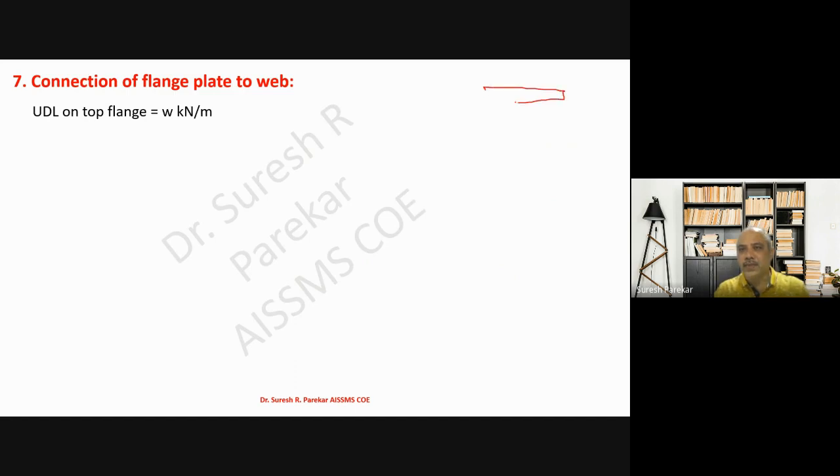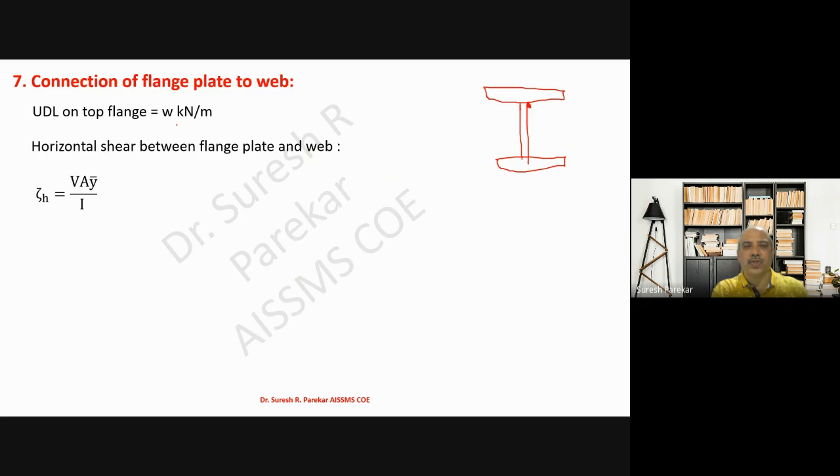So this will be my flange, and then we are interested in this connection. So that is the junction of flange and web. We have a UDL on this, w kilonewton per meter, and horizontal shear.